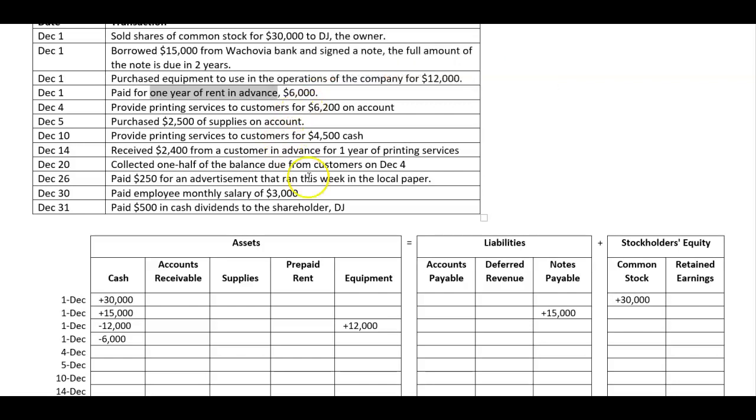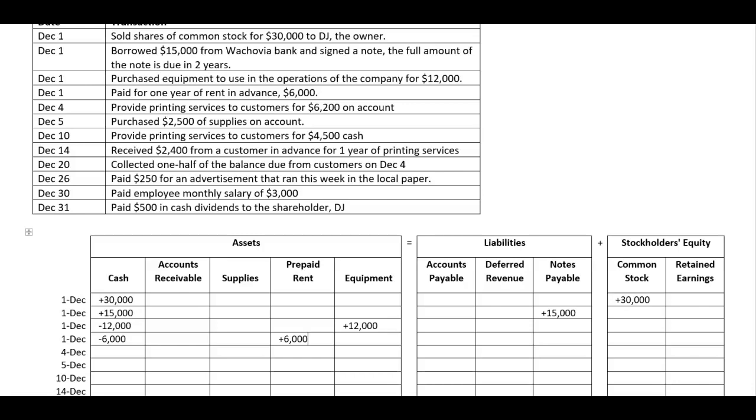What do we do then? Well, we call that a prepaid item. We actually capitalize it because it will generate revenues in the future. So we want to recognize it as an expense in the future. So we're going to go in and we're going to do $6,000 in prepaid rent.